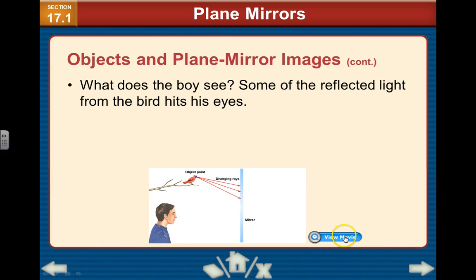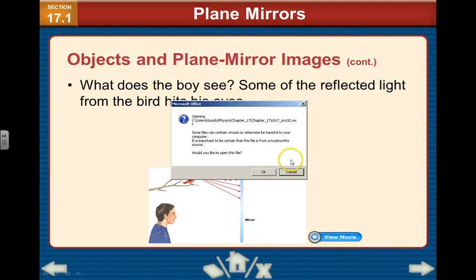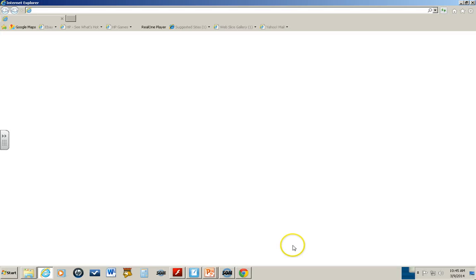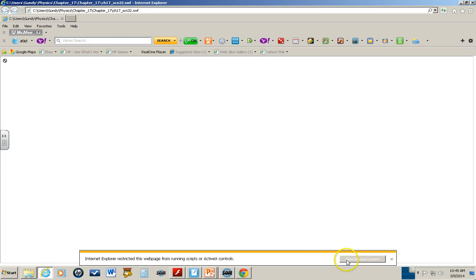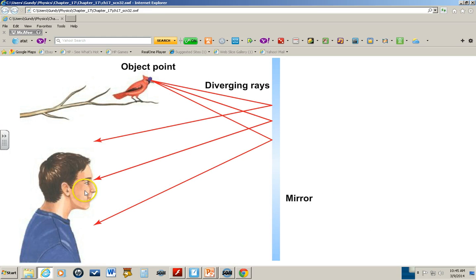So what does the boy see? Well, the boy's going to see this. He's going to see one of the rays or a series of the rays hit his eyeball. Some of the rays are going to miss him, but some of the rays are going to hit. And so basically right now he's just looking at this part. He's actually seeing the whole bird in reality, but we're focusing on just the ray that was coming off of here and that he's seeing. So that's what the boy is seeing. You'll notice that the ray is coming straight at him from the mirror.